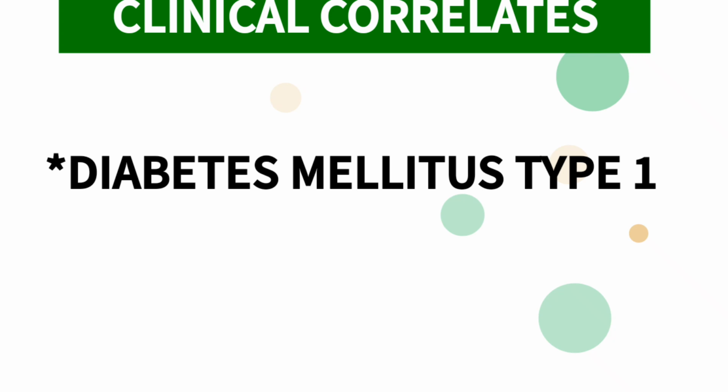I hope you understand this. Diabetes mellitus type 1. In this condition, the blood glucose gets high, but the pancreas is unable to release a sufficient amount of insulin to reduce the high blood glucose.